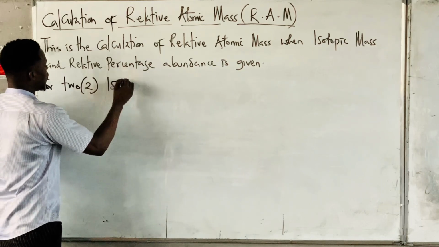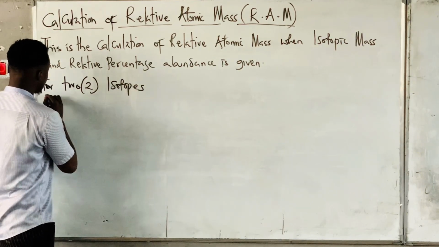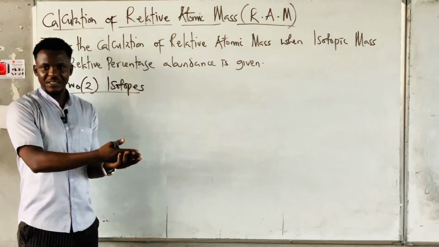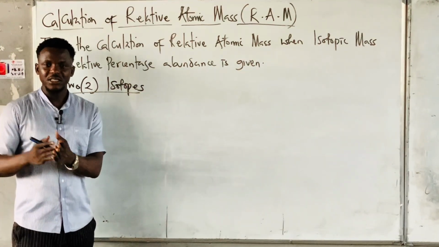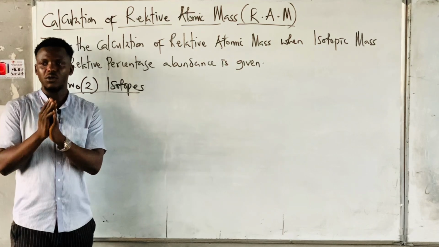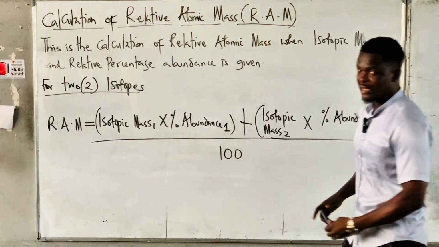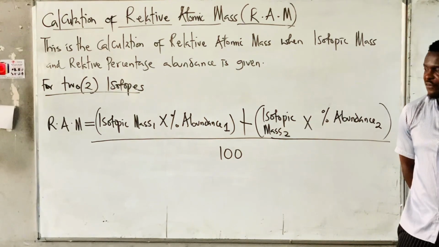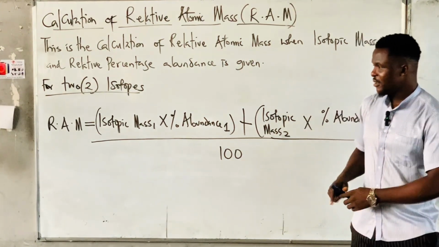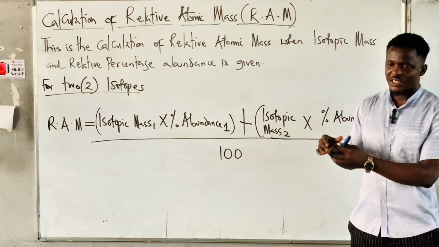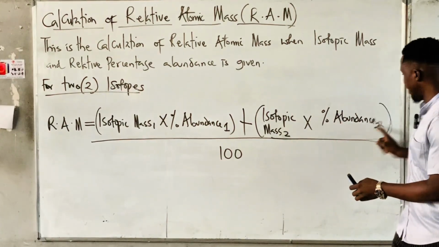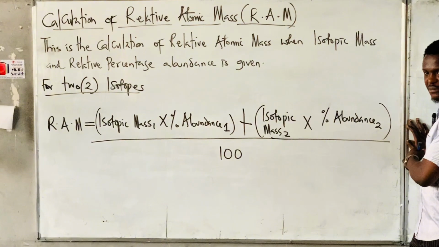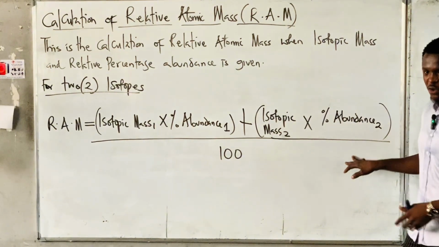because we have 3 isotopes. 2 isotopes simply means 2 atoms with same atomic number but different mass number. 3 isotopes means 3 atoms with same atomic number but different mass number. All right, now this is a formula. For 2 isotopes, this is what we have. Now, for 3 isotopes, it's kind of systematic. What I'm just going to do is I'll come here and say plus isotopic mass 3 times abundance 3, still all over 100.